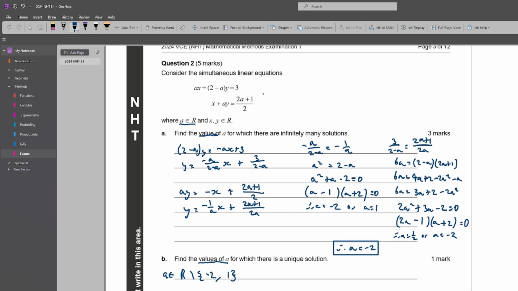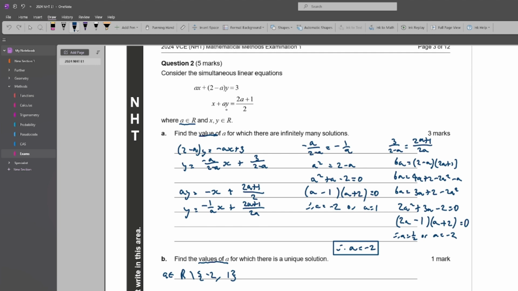Let's consider some special cases though. So looking at our original equations, what happens if a equals 2? You can see this bit here, 2 minus a lots of y. So if a equals 2, this becomes 0. This becomes 2x equals 3. And this becomes x plus 2y equals 5 on 2. So this one is a vertical line. This one is still a sloped line, which means that we still will have a unique solution. So this is fine.